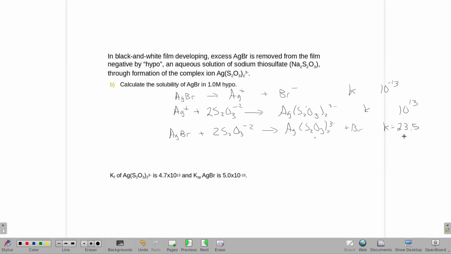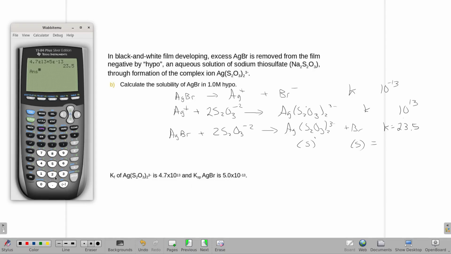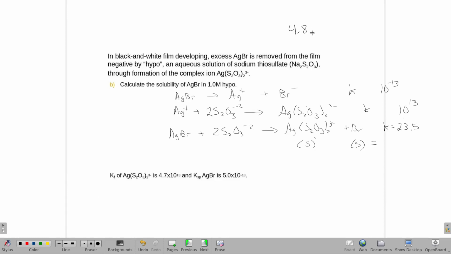Alright, now this equation can still be related to molar solubility. What I mean by that is every silver bromide that dissolves would still make one of these, because there's 1 silver in it, and 1 of these. So our solubility now, this K is equal to S times S. So take that 23.5 and take the square root of that. Just by adding that 1 molar thiosulfate, we jacked our solubility up to 4.8 for the silver. Pretty neat, huh?